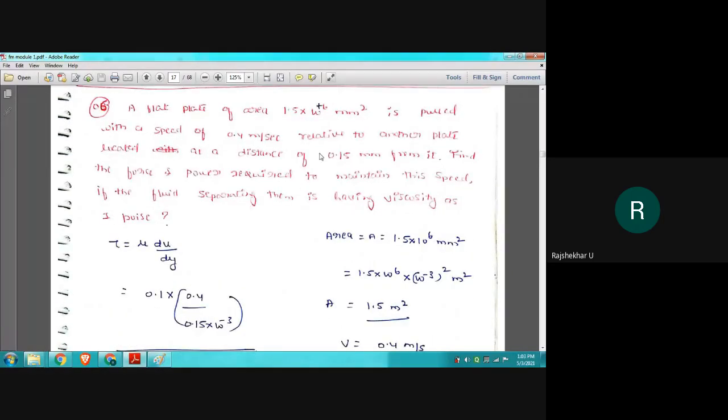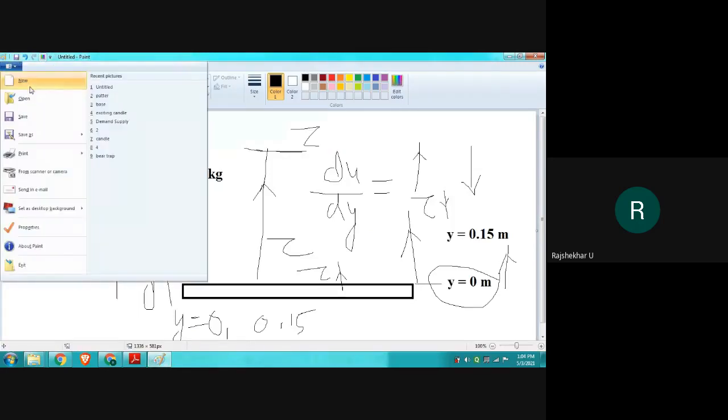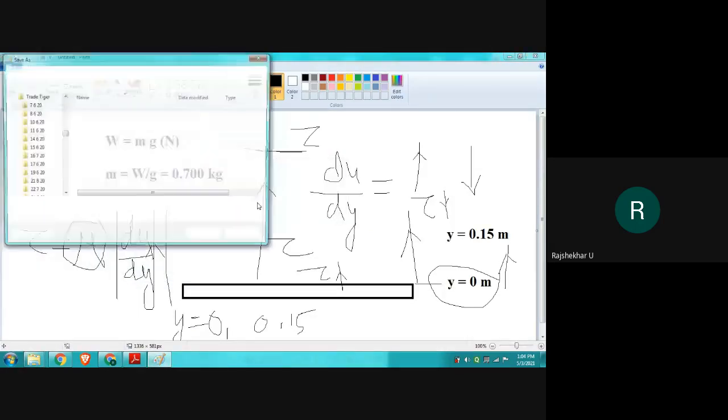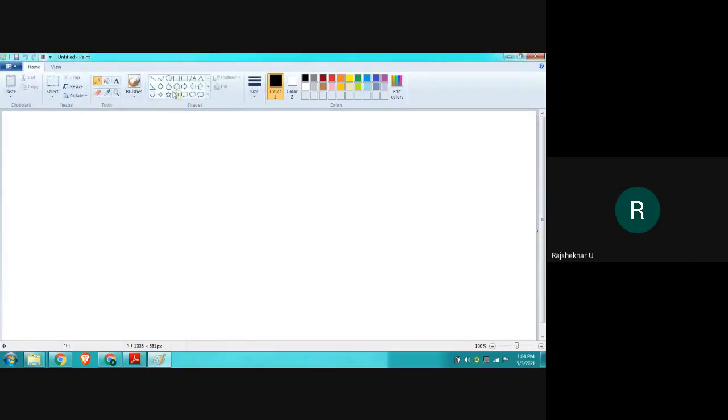So there are two plates which are separated by a distance of 0.15 meter. The area of the plate is given, it is 1.5 into 10 power 6 mm square. This has to be converted to meter square in SI unit. And this is the distance by which the plates are separated, 0.15 mm. Imagine there are two plates: this is one plate and this is another plate.